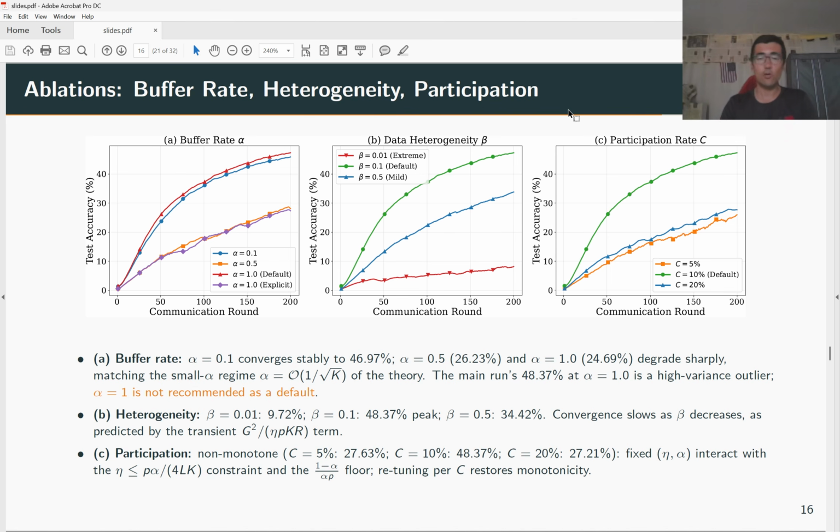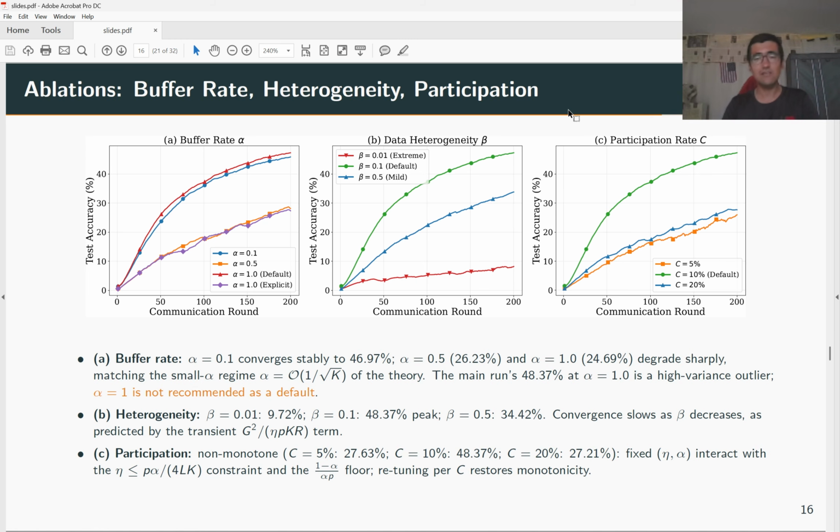Remember, alpha of order 1 over root k. Our main experiment did score 48.37 at alpha equals 1, but we regard that as a lucky outlier under the very high run-to-run variance of this regime. So our practical recommendation is clear. Use a small alpha, not 1.